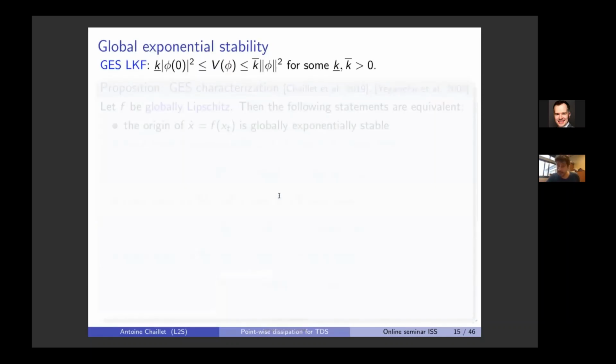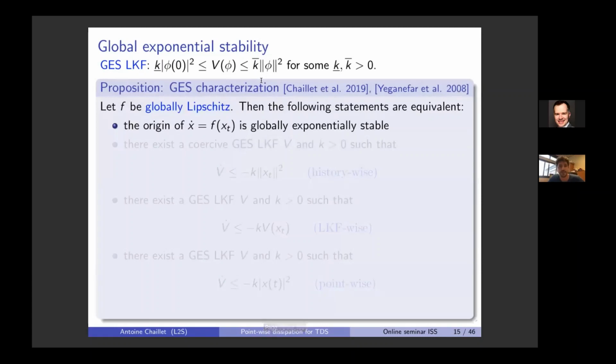For global exponential stability, now I require that my alpha bounds on V are no longer whatever K infinity function, but quadratic functions like this. So k of x_t squared on the left, sorry, and k bar of x_t squared on the right. And surprisingly, we couldn't find in the literature the fact that having such a pointwise dissipation is enough to show global exponential stability.